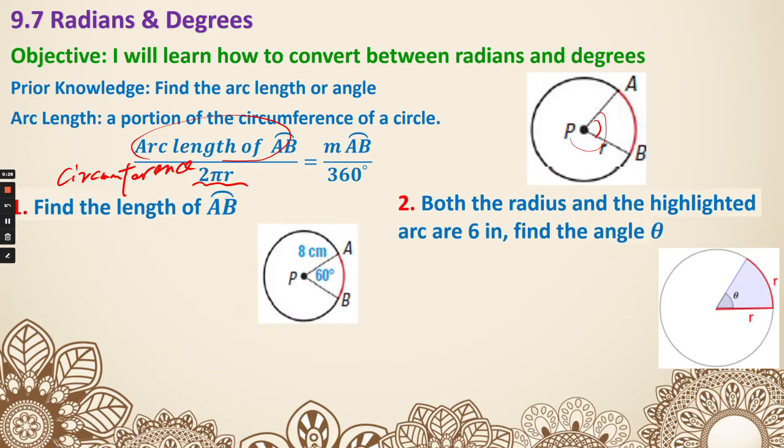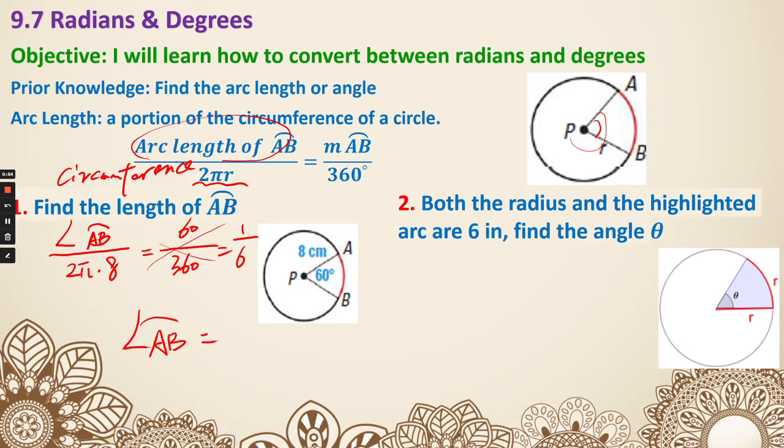So first question. Find the length of arc AB. So let's set it up according to the formula. The length of arc AB over 2 pi r is 2 pi, the r is 8, so times 8. That is the same as 60 degrees over 360, which can simplify to be 1/6. And afterwards, we can just do cross multiplication. We can find out our arc length is actually going to be 8.38 centimeter. That's the arc length.